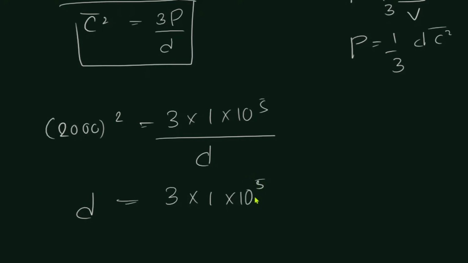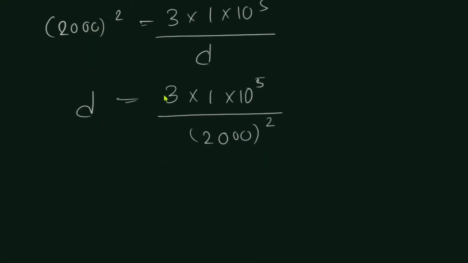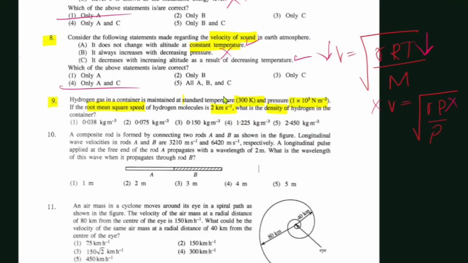over 2000 squared. If you simplify, the density is going to be something closer to 0.075 kilograms per cubic meter. So the answer is 0.075 kilograms per cubic meter. That is the second answer.